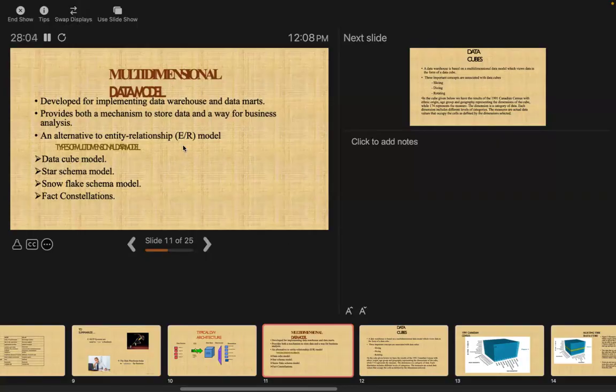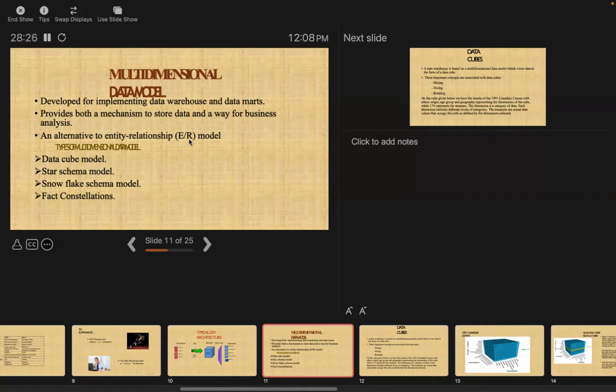DBMS, we have columns, right? Similarly, here we call it a dimension. If we take multiple dimensions, then it will help us in the analysis process. So it is a usual process that we consider the multidimensional data model.